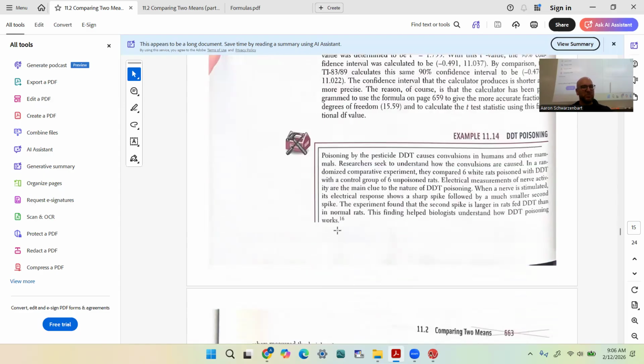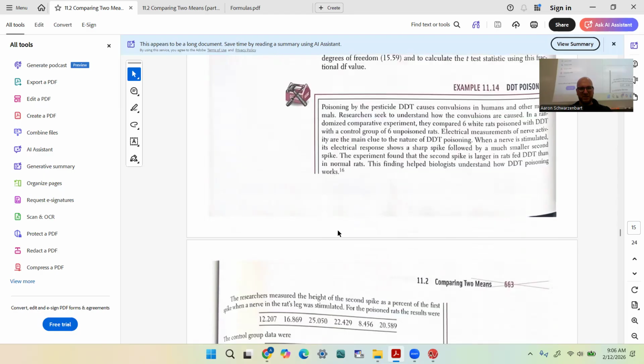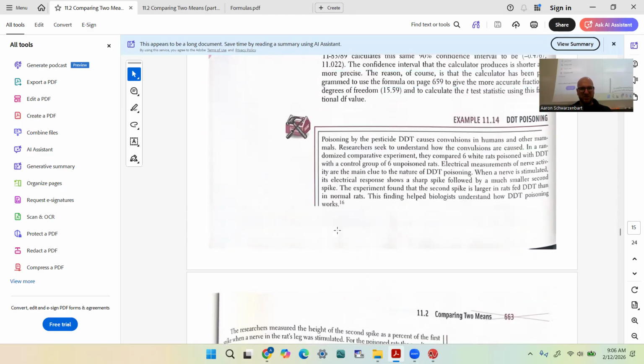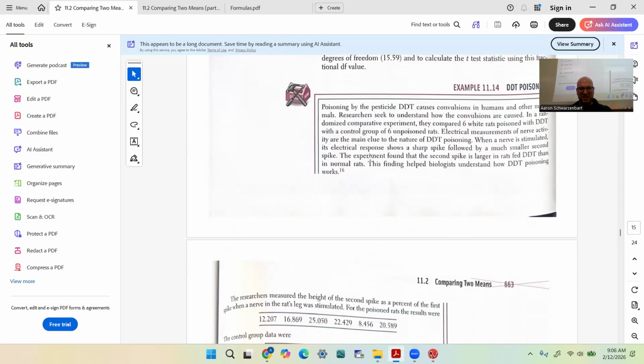We're going to do one more example. DDT poisoning. DDT poisoning causes convulsions in humans and other mammals. Research seeks to understand how the convulsions are caused. In a randomized comparative experiment, they compared 6 white rats poisoned with DDT with a control group of 6 unpoisoned rats. Yeah, DDT is a pesticide.